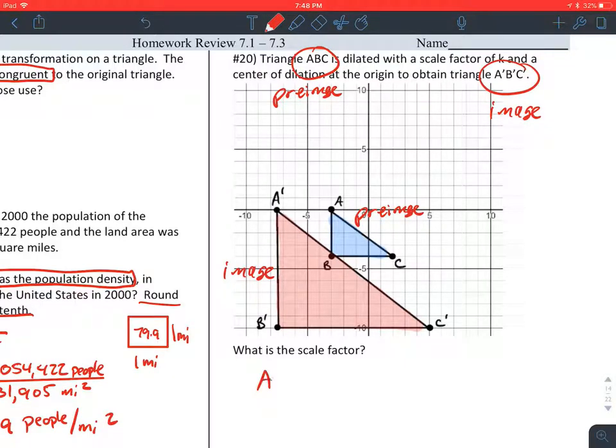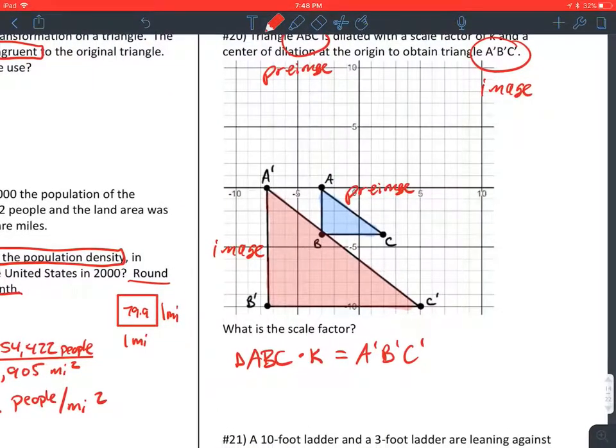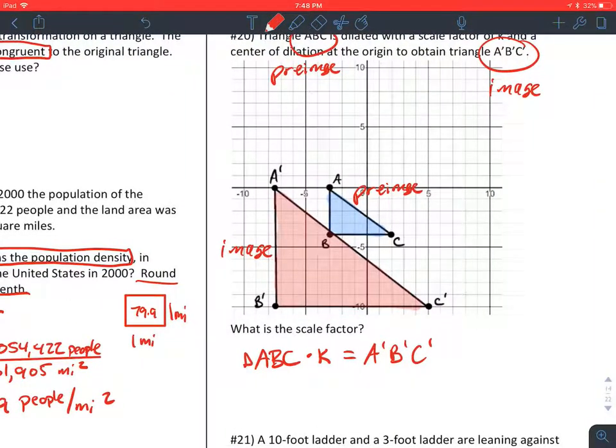So we have to take the original triangle, multiply all the sides by the same number to get the new triangle. The original is the pre-image. The new one is the image. So to do this, I can pick any two corresponding sides. Now, if we're lucky, we'll have something that's vertical or horizontal. So let's say that we pick this vertical side here, AB.